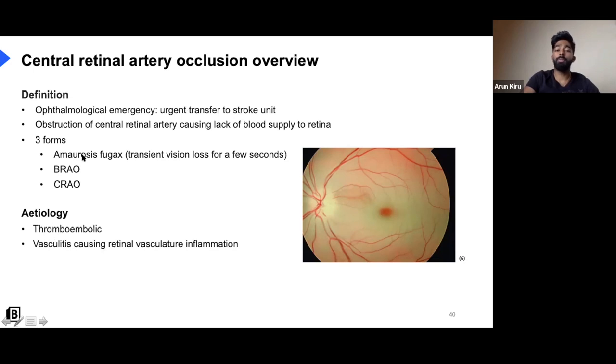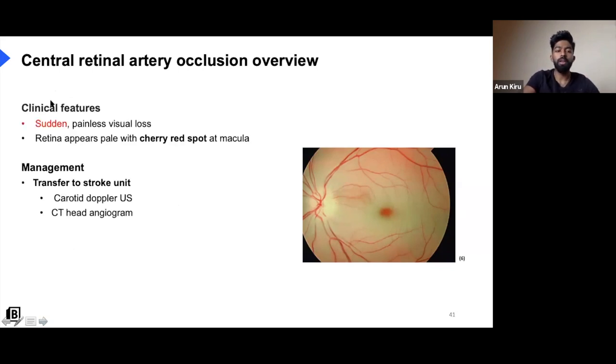What is it caused by? The blockage is thrombus or embolic, so kind of a plaque or calcium, or a vasculitis, like a giant cell arteritis, where the retinal vessel walls become inflamed and block the lumen. Sudden painless vision loss, retina is pale, cherry red spot. So a completely different appearance here to your CRVO, which we've seen before.